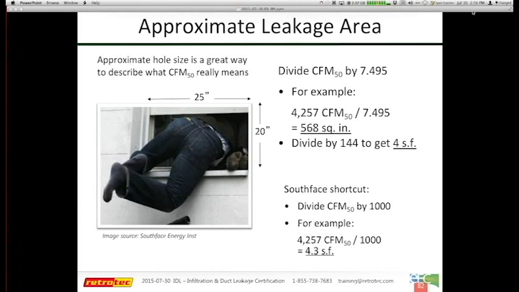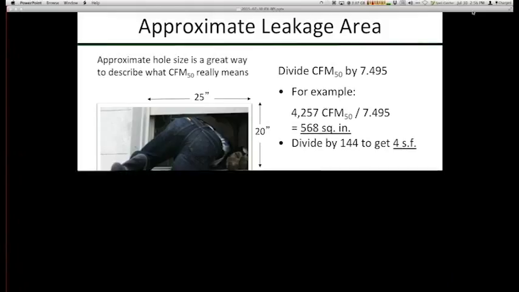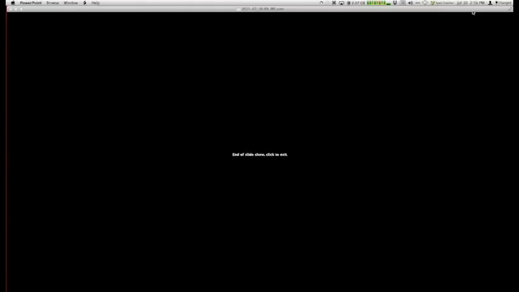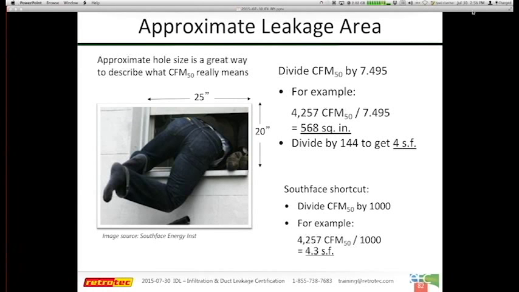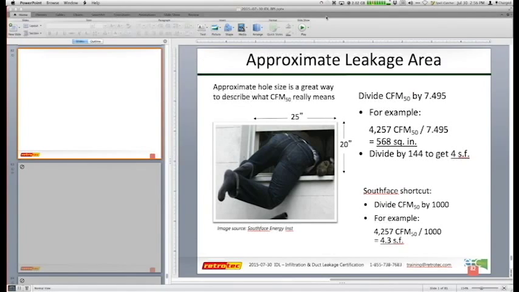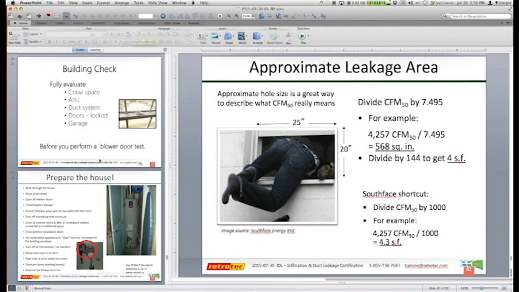This is a great little illustration. And there is a shortcut here on the bottom right that says you can take your CFM. So for instance, I had 4,257 CFM. I divide it by 1,000. It gives me about 4.3 square feet. So if I want to tell the builder or the homeowner how big of an opening they have, here's a very simple way to shoot from the hip. The DM32 gauge also will do EqLA in the gauge automatically for you.